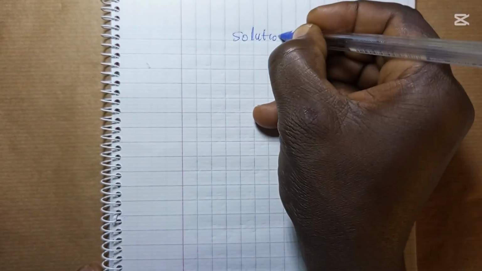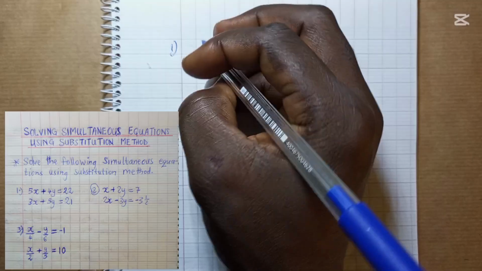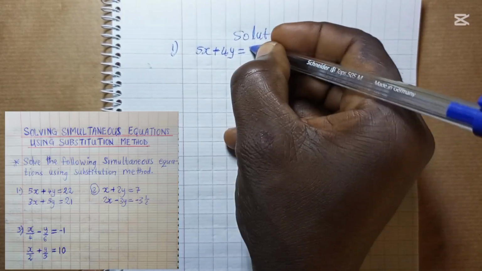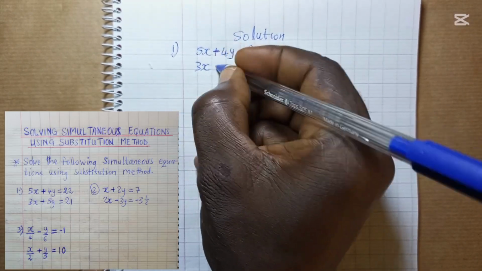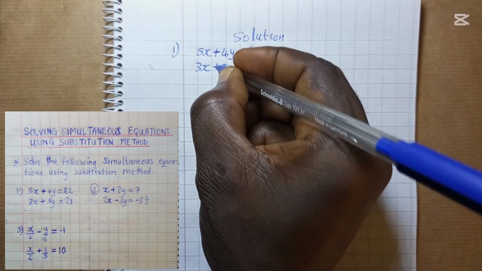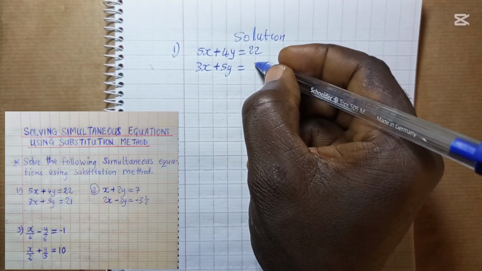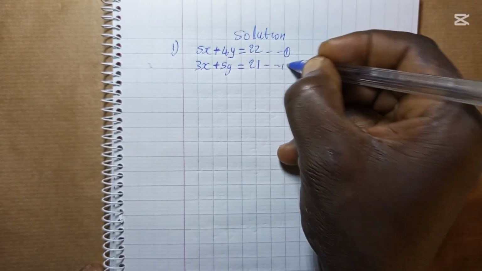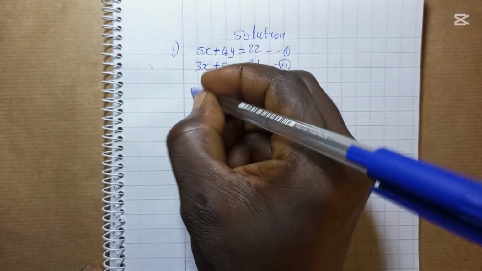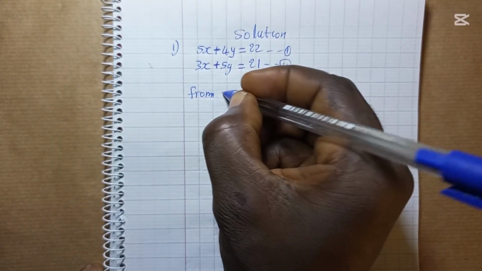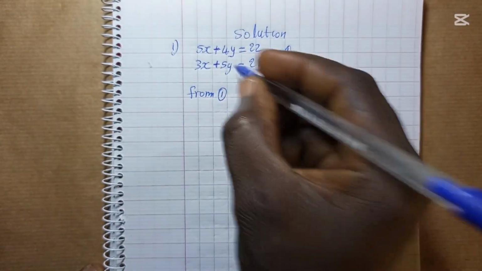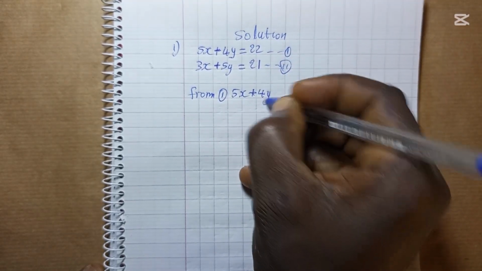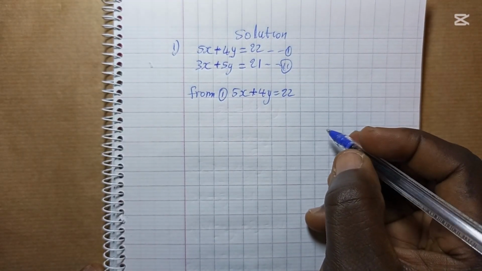Solution number one. For number one, we have the equation 5x plus 4y is equal to 22, and the second one we have 3x plus 5y is equal to 21. So this is equation 1 and this is equation 2. Now we choose equation 1. We have 5x plus 4y is equal to 22.